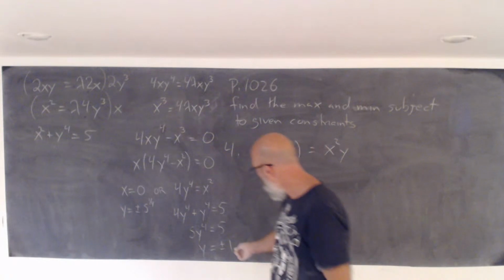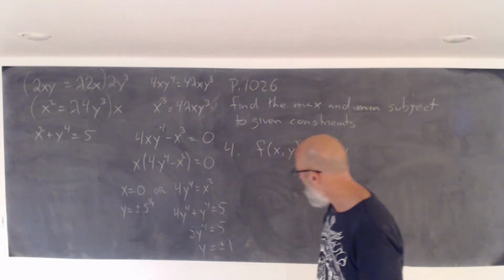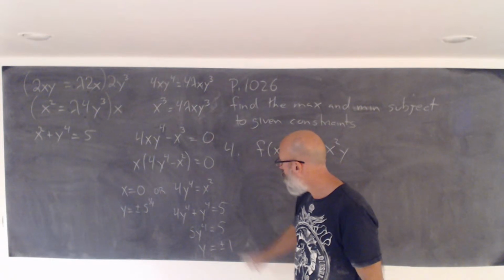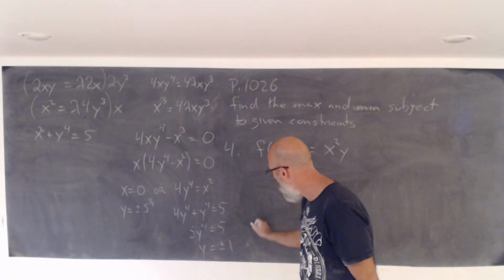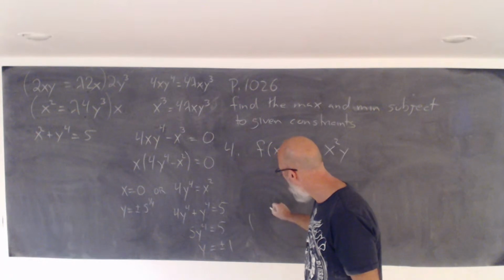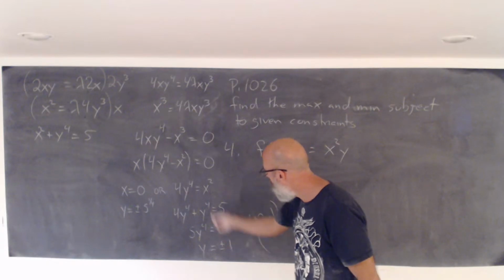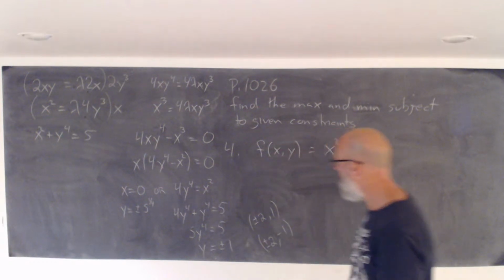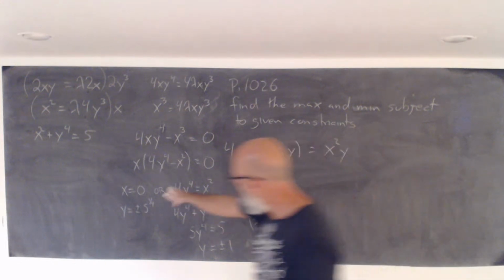And if y is plus or minus 1, x squared is 4. So if y is 1, x is plus or minus 2. So from here we get 4 points. If y is 1, x is plus or minus 2. And if y is minus 1, x is plus or minus 2 again. So 4 points here, 2 points there.